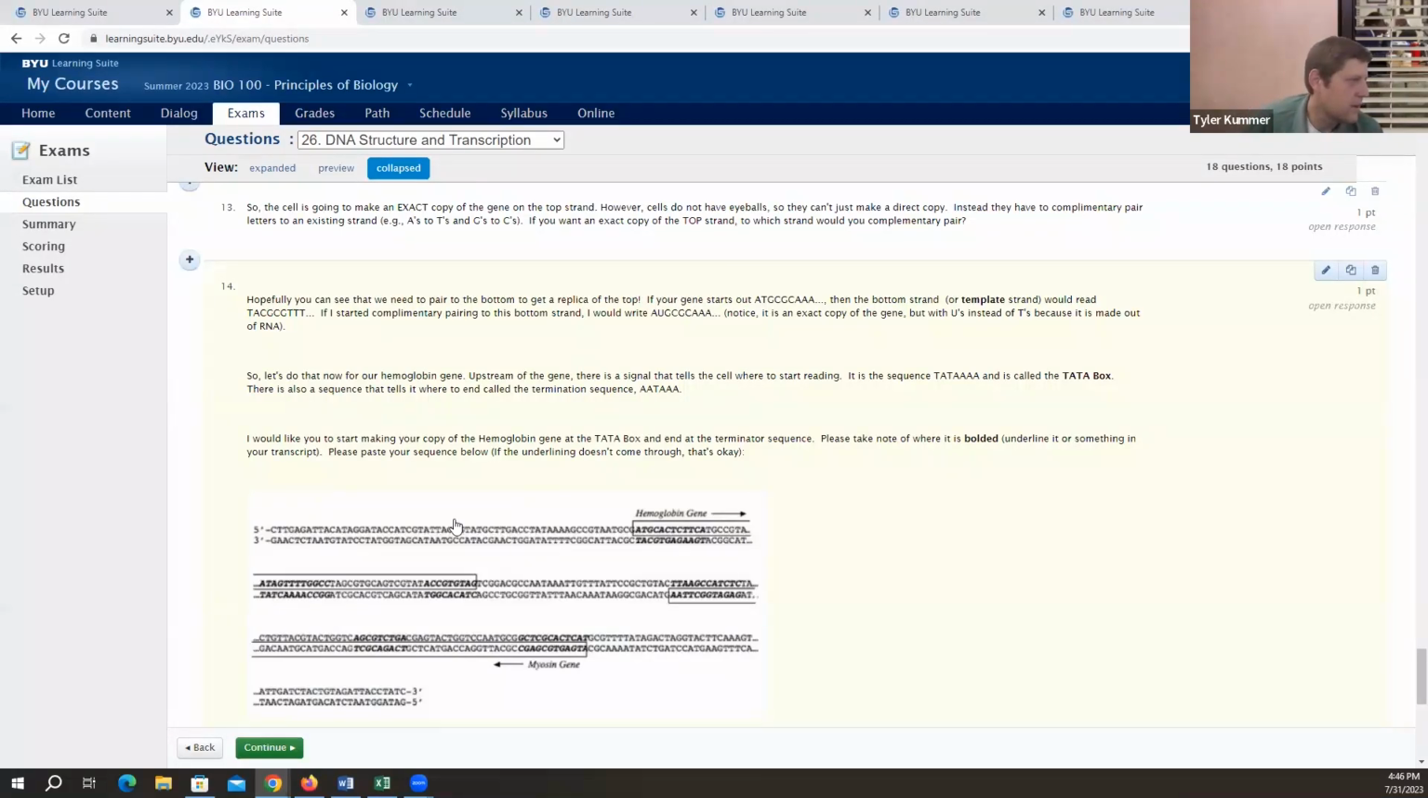And so we'd start here. We start at the TATA box, which it mentions in the text here. That's going to be the promoter. That's where we will start making our RNA copy. And we will go all the way through this letter by letter until we reach the terminator. So you're going to make an exact copy of what's in the coding strand, except you're going to replace T's with U's. So the RNA that we make from this coding strand would be U, A, U, A, and so on until we reach the terminator.